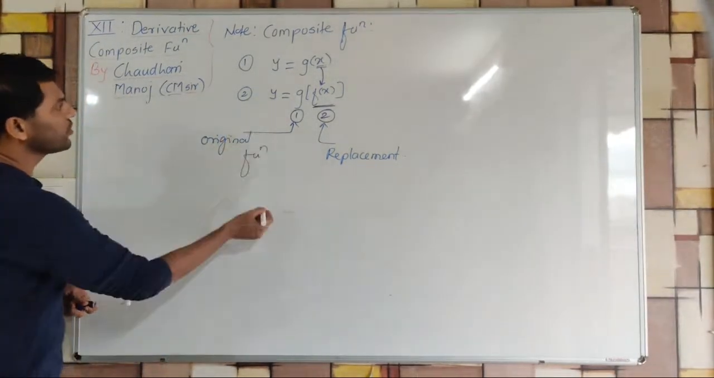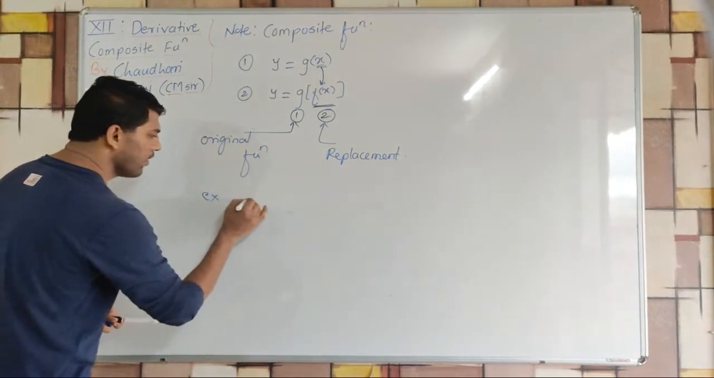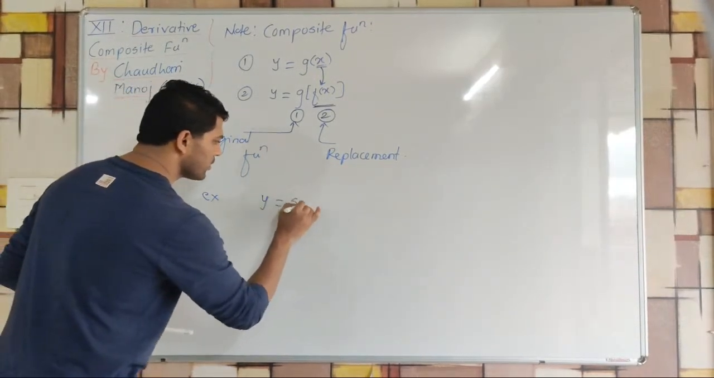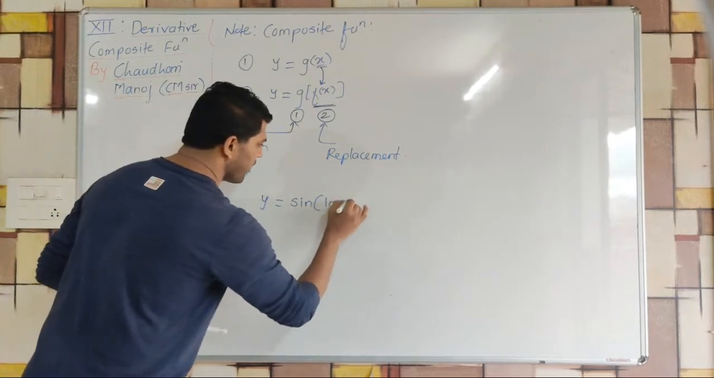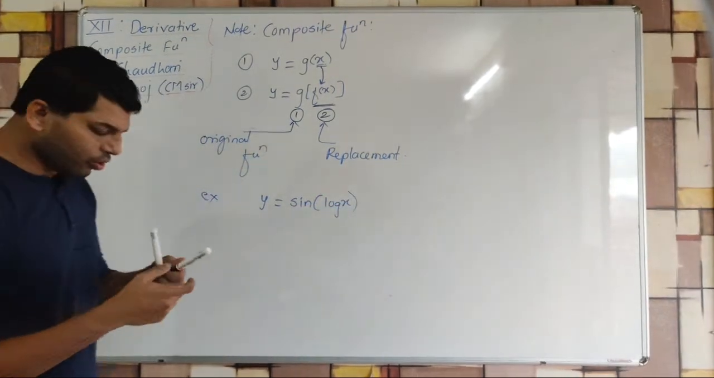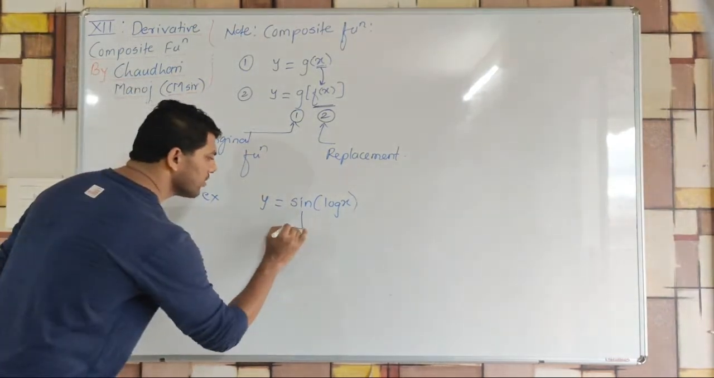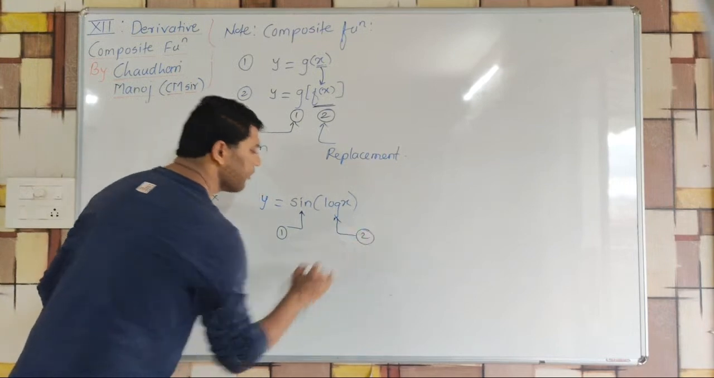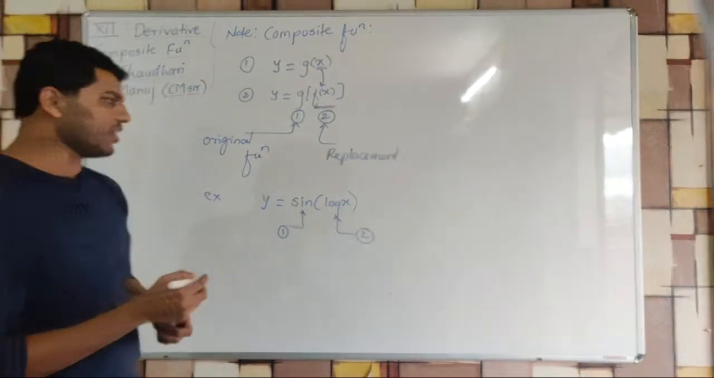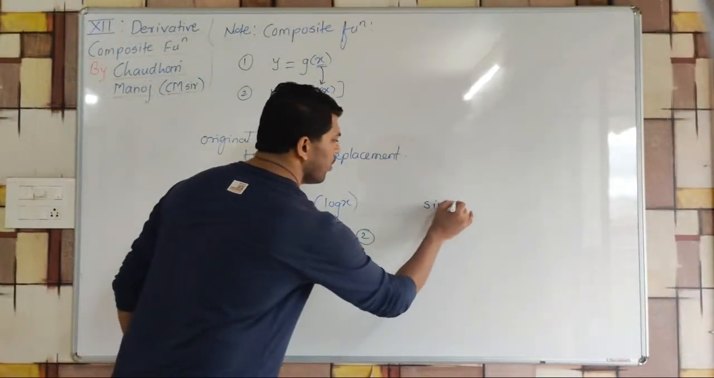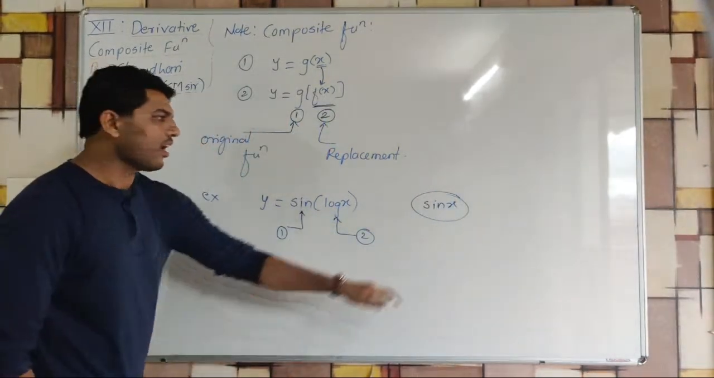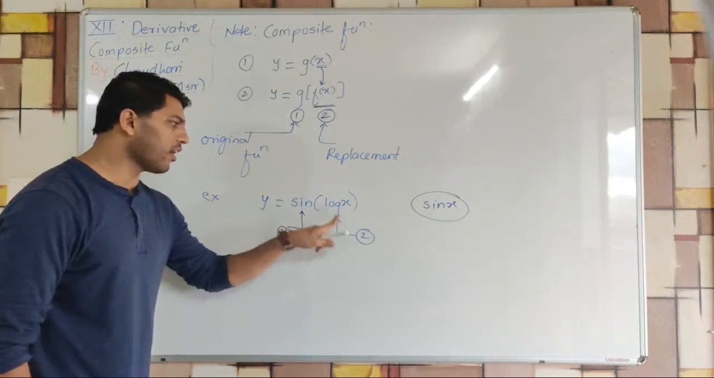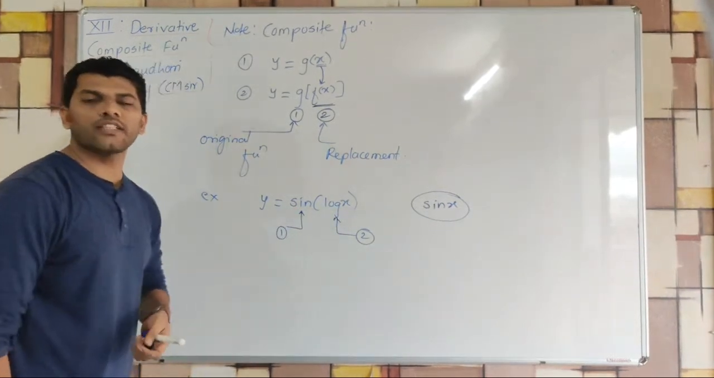So let me explain this with one example. If I say y is equal to sine of log x, that we already discussed. Here the original function is sine x and this log x is actually a replacement. If you remember, the original function is sine x and the replacement for x is log x. So sine is the first part and log x is the replacement, which you have to assign as a 2.